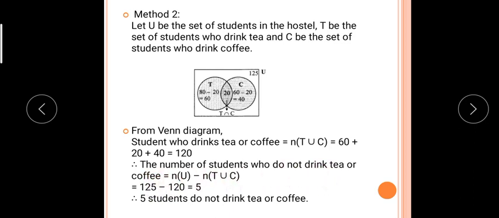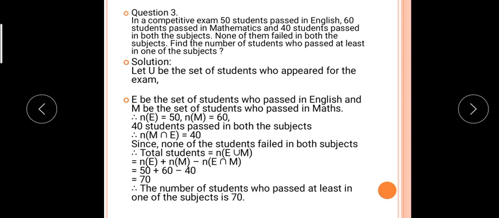So the total means some are drinking tea, some are drinking coffee, or some are both. So after adding this you will get the total number of students drinking tea or coffee, that is the union, and that is equal to 120. And therefore the number of students who do not drink tea or coffee is the total number of students, that is the universal set, minus those drinking tea or coffee, which is 120, and therefore the answer is 5. So in this method also, you can solve the example. Every example I am going to explain to you by both methods. So you have to write both methods in your notebook.